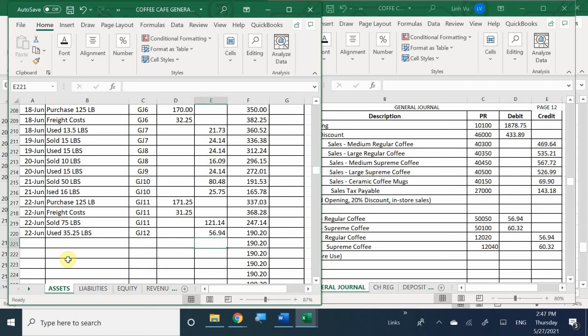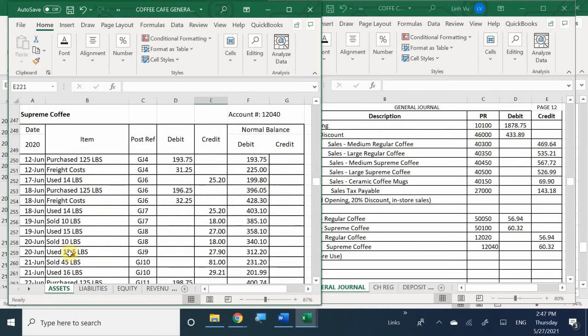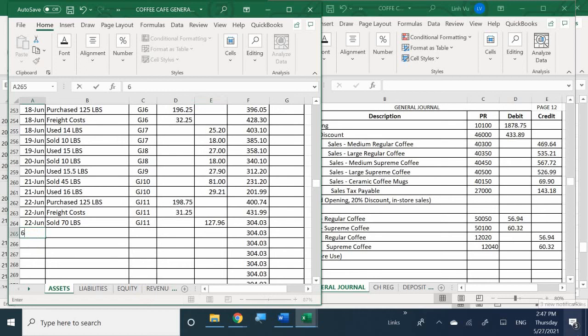Down to Supreme Coffee. Hold on. Okay, all right. 622. We used 33 pounds. General Journal 12. Credit 60.32. Brings a running total of $243.71. Good.